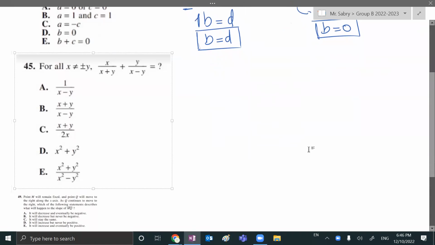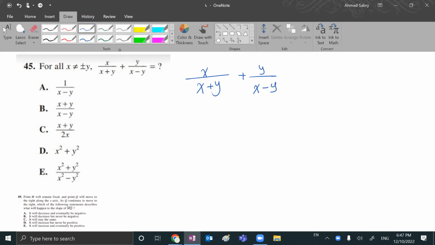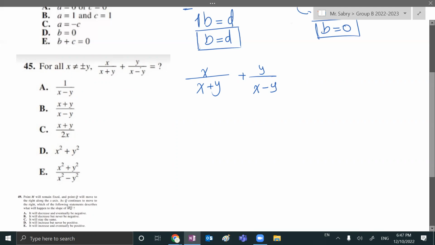Let's start with this one, then go to this one. Whenever we have fractions that are added or subtracted, I must have denominators that are equal to each other. So I have here x over x plus y, and then plus y over x minus y. When you think about the denominators, I need to multiply this by the x minus y up and down.